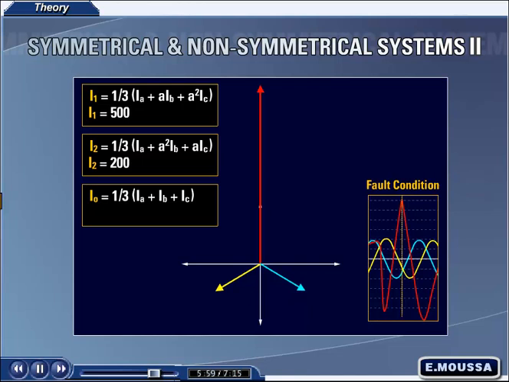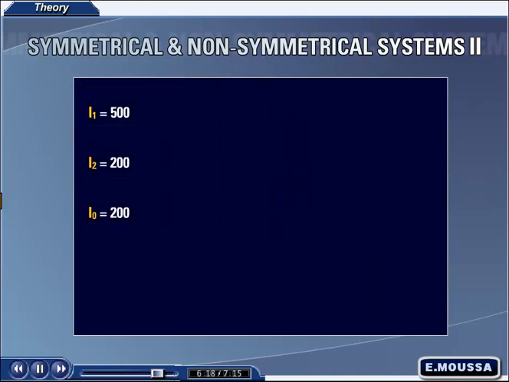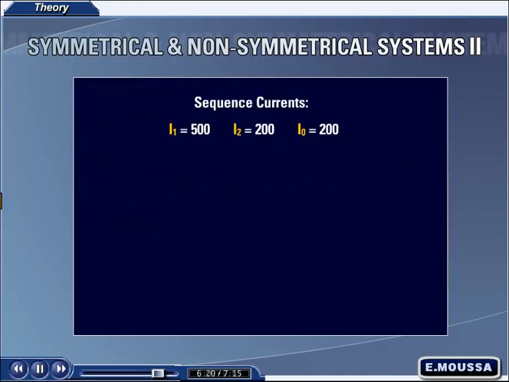Zero sequence calculation requires all 3 phases to be added without the use of the a operator. Phase A, again, is 900 amps, and combining the vectors for B and C, we determine that they again equate to negative 1/3 of phase A. Adding the three together results in 600 amps, which is once again divided by 3, resulting in the zero sequence equaling 200 amps.